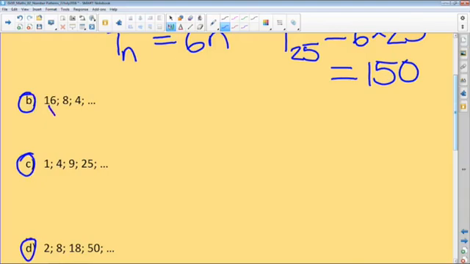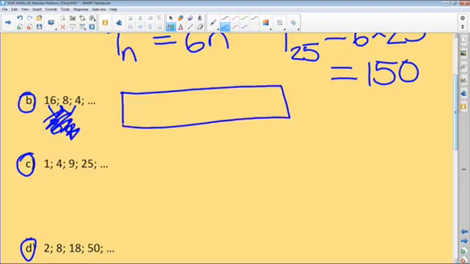Is there a common difference between 16 and 8? Well, there is a difference of 8, but the difference between 8 and 4 is only 4. So that isn't the pattern that's happening. To make this simpler for myself, I'm going to put it in a table. Why? Because tables make my life easier, and maths is all about making my life easier.